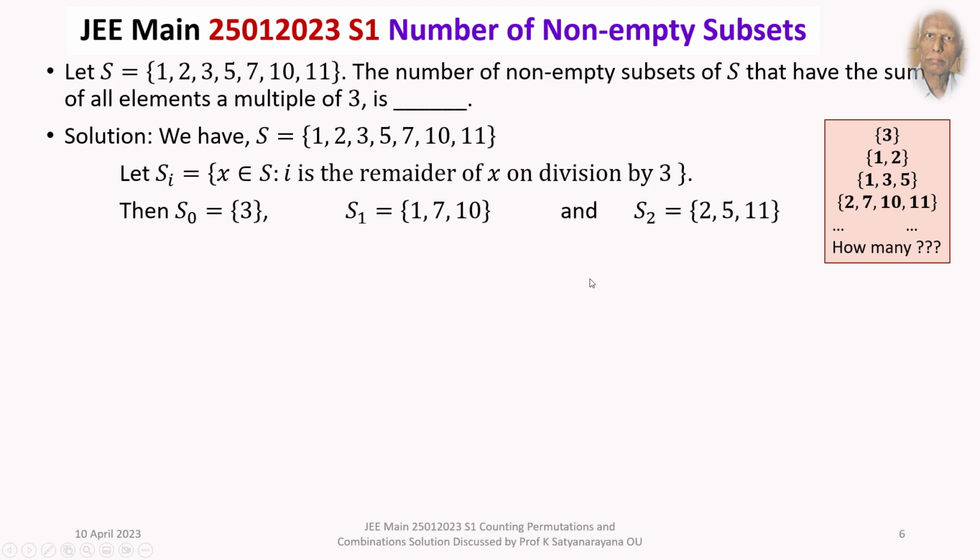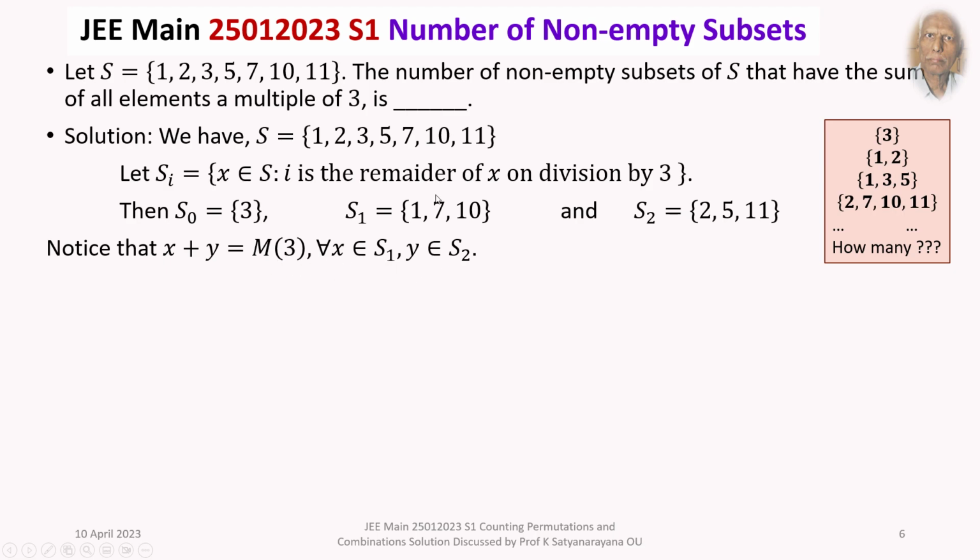Agreed. Notice that x plus y is a multiple of 3 for all x belonging to S1, y belonging to S2. That means if you take one element from S1 and one element from S2 and add, it is a multiple of 3.